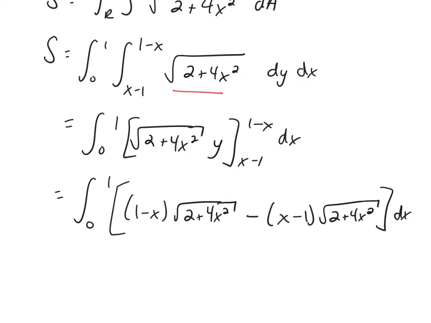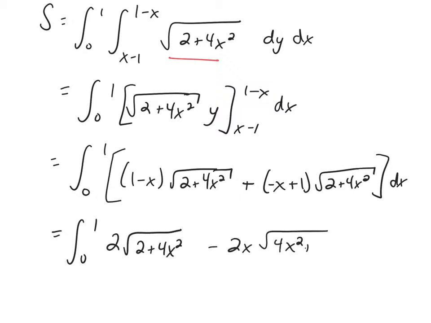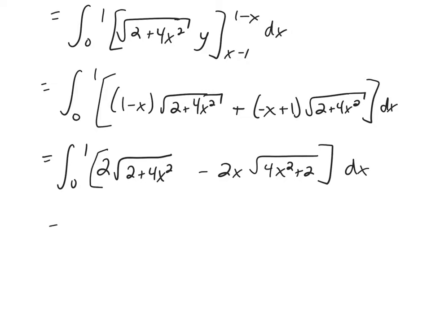And if you distribute this minus here, make this plus a negative and a positive, you'll see that you can now combine these as 2 times the square root of 2 plus 4x squared minus 2x times the square root of 4x squared plus 2. And then you can split these up into 2 separate integrals.